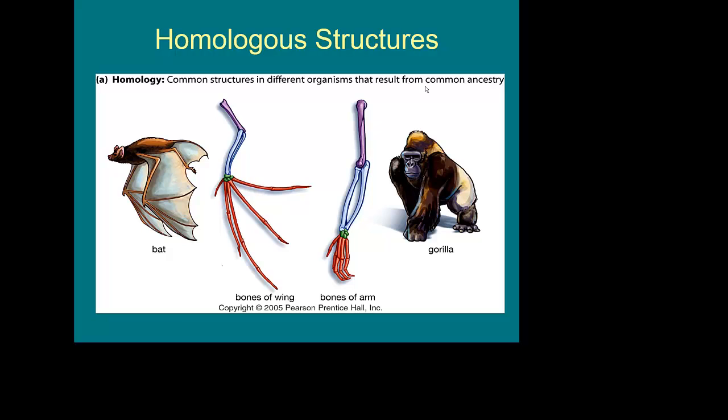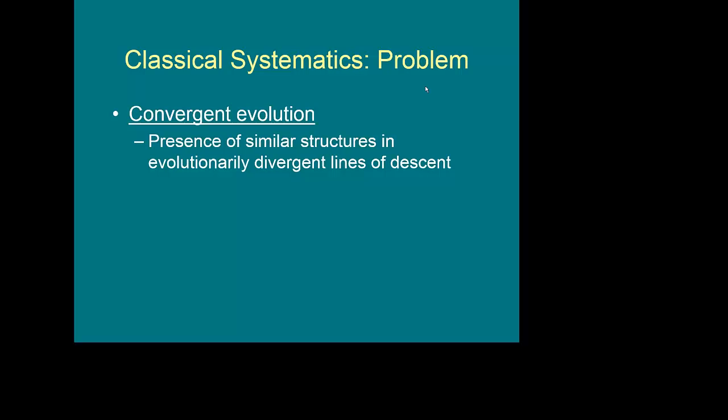So a gorilla is not flying with its arms, a bat is not climbing a lot with its wings, although if you've seen a bat go up a tree, it can climb fairly well for these wing structures. But the idea is they have common ancestry to them. They developed these structures once, but now they're using them for different purposes. The idea here is this brings us to something known as convergent evolution.